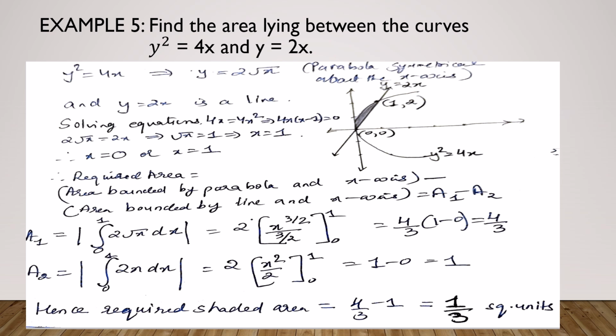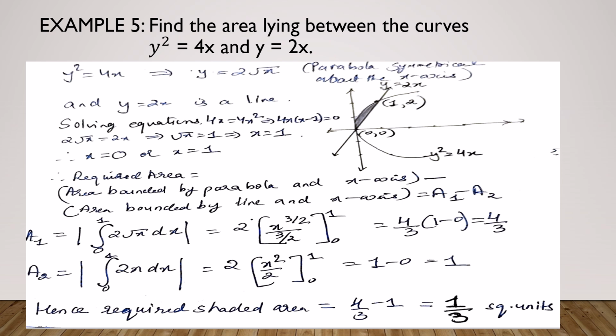So the required area will be the area which is bounded by the parabola and the x-axis, the whole parabola you consider and the x-axis you consider, minus the area which is bounded by the line and the x-axis. Always see, when I am saying that x is 0 and x is 1, these two are the points. So I need to find the integral between 0 to 1. But how will I find this shaded region? It will be the total region of the parabola and the x-axis minus the total region of the line and the x-axis. This will give you the shaded portion.